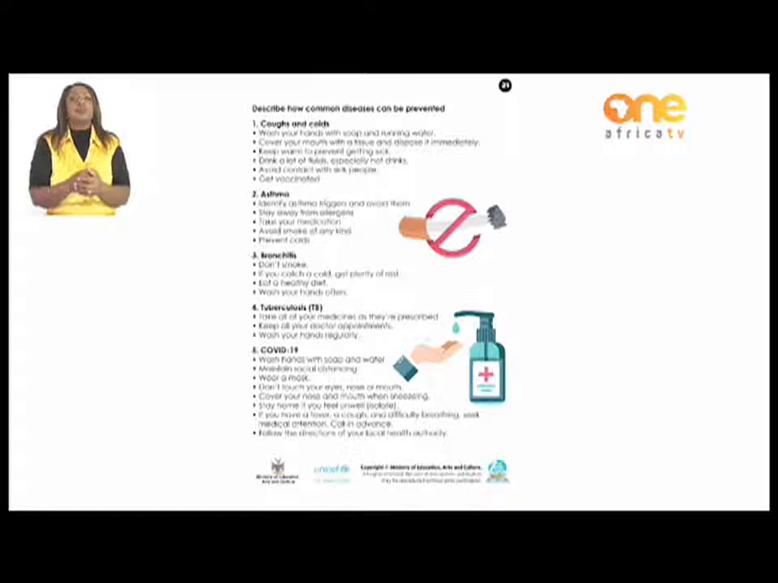Avoid smoke of any kind. Smoke of any kind, whether it's first-hand or second-hand smoking. Don't sit next to people that are smoking. Do not sit around fires. Avoid smoke, whether it's from the car, exhaust fumes, wherever. Avoid smoke of any kind. And the very last one is to prevent colds, the first disease that we mentioned. Prevent colds, because if you have a cold or flu, this is also the way that asthma attacks can start.